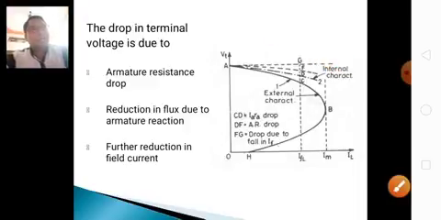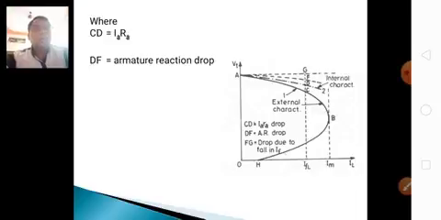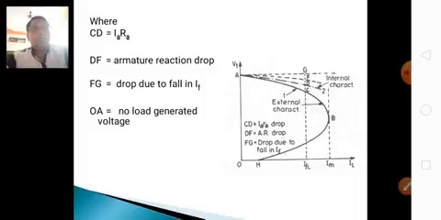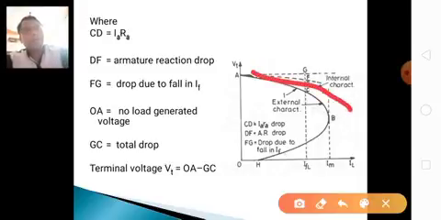In the previous case there were only the armature reaction drop and the armature drop. But in the case of the DC shunt generator, CD is the armature drop, which we already know is Ia Ra. DF is the armature reaction drop, and FG is due to the fall in field current. Here OA is the no load generated EMF, and GC is the total drop, that is armature drop plus fall in field current drop plus armature reaction drop. The terminal voltage Vt equals OA minus GC. So up to this point we have found the value of the terminal voltage.